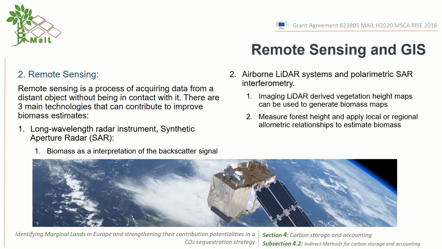Next, we have airborne LiDAR systems and polarimetric SAR interferometry, where imaging LiDAR-derived vegetation height maps can be used to generate biomass maps, or we can measure forest height and apply local or regional allometric relationships to estimate biomass. Finally, we have optical methods or optical data, such as Landsat, MODIS, MERIS, and SPOT. These methods are reviewed in detail in other MOOCs generated by the MaiL project. For more information, please check them.